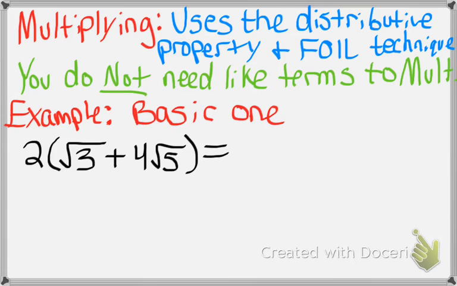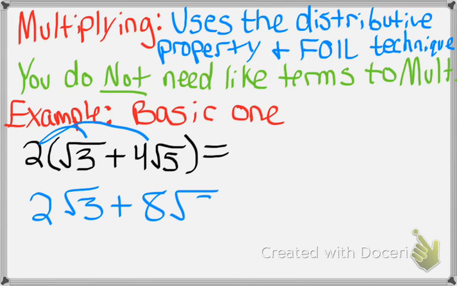So let's start with a basic example. In this basic example, you just got to get rid of the parentheses. Well, to get rid of these parentheses, you already know that's called the distributive property. So go ahead and multiply both of these out. So you'll have 2 times the square root of 3. Well, that's just 2 square roots of 3, touching them together. 2 times 4 times the square root of 5. Well, 2 times 4 is 8, and it's a positive times a positive, so it's plus. So it's 8 square roots of 5.